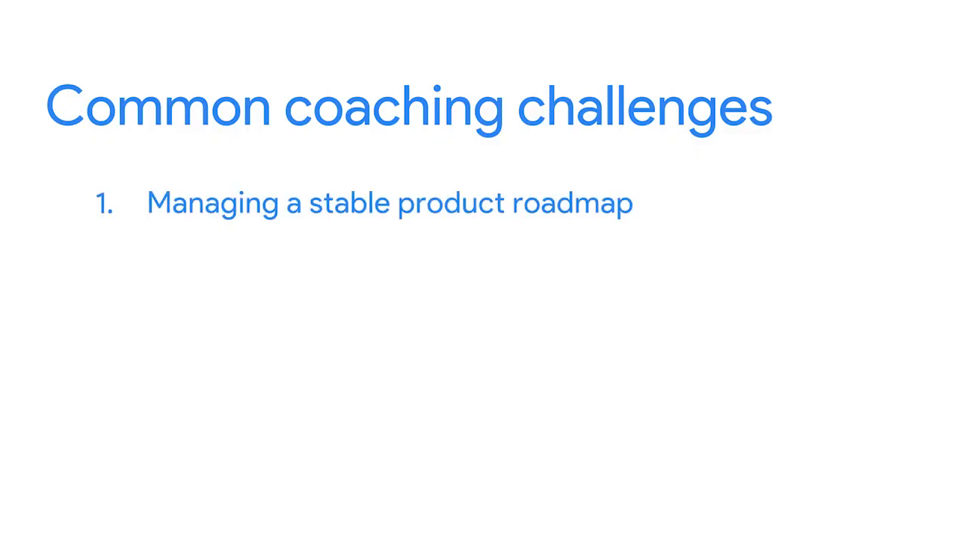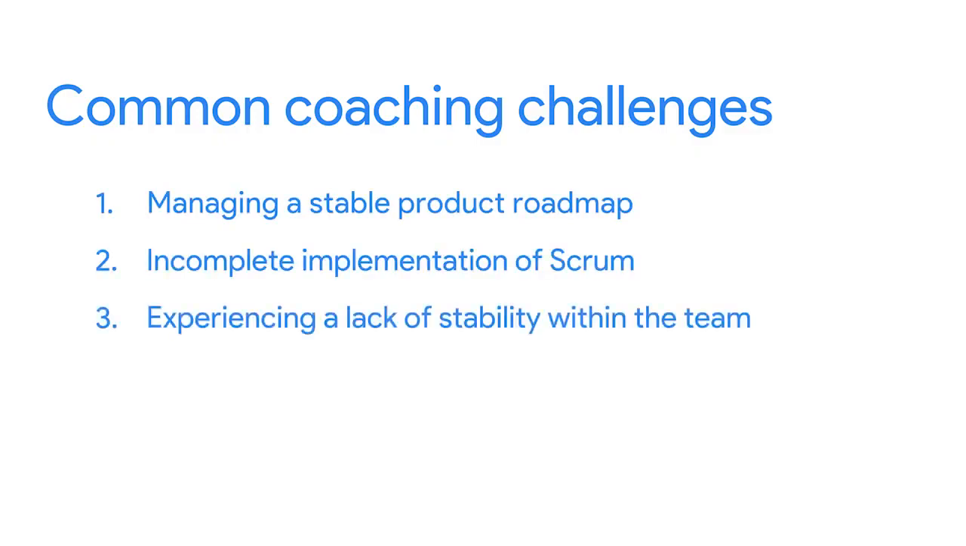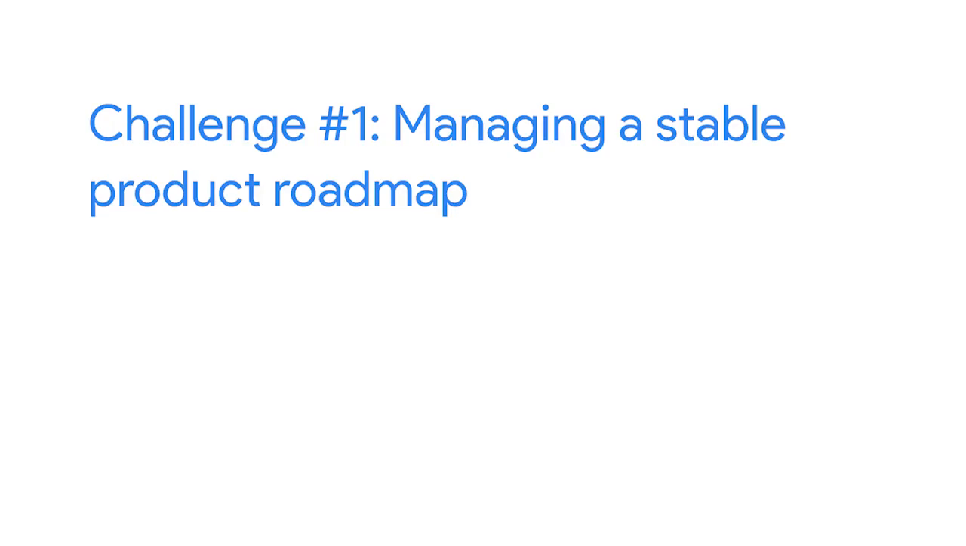The 3 challenges we'll focus on are managing a stable product roadmap, incomplete implementation of Scrum, and experiencing a lack of stability within the team. First, let's discuss the challenge of managing a stable product roadmap. Agile projects almost always experience changes in the product roadmap. Being able to respond quickly and productively to these changes is a core Agile value. But it is possible to have too much change impacting the project, which can lead to an unstable product roadmap.